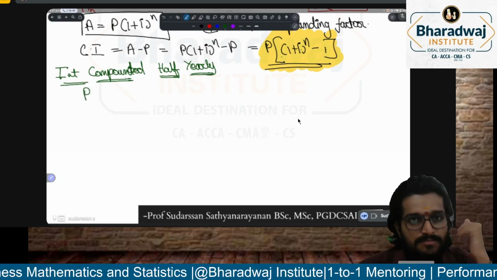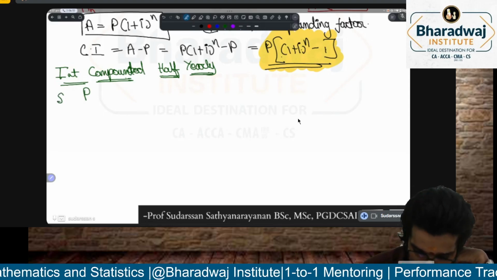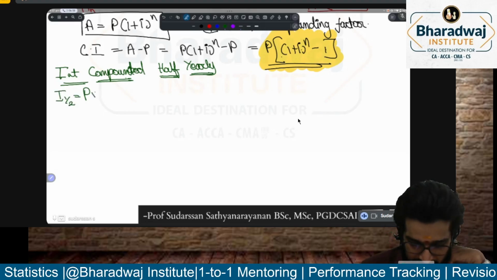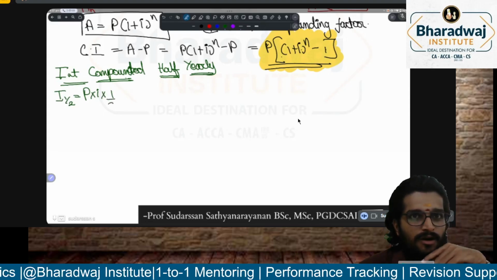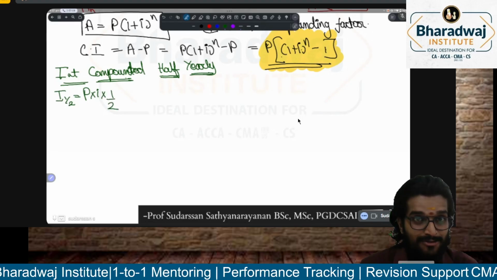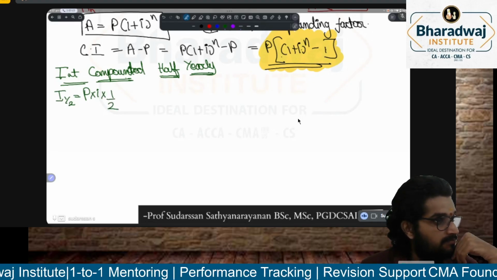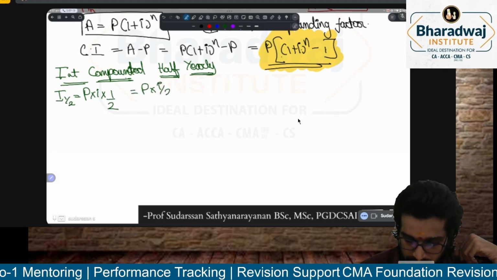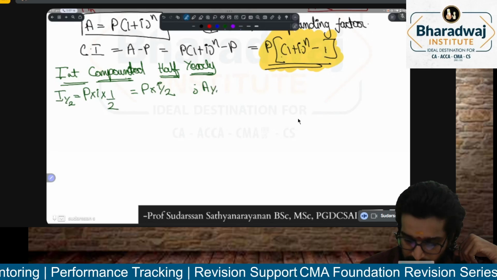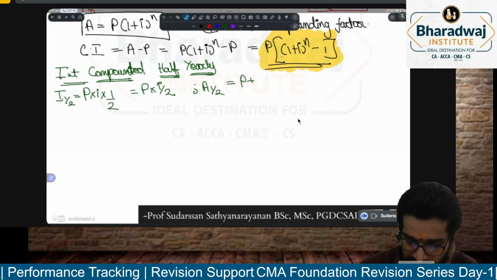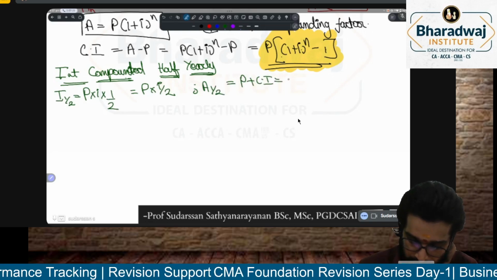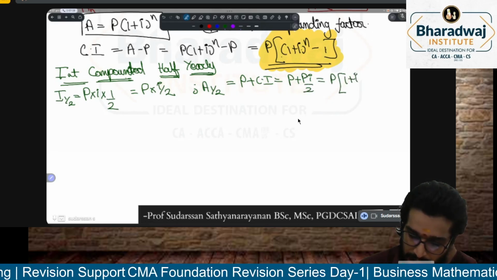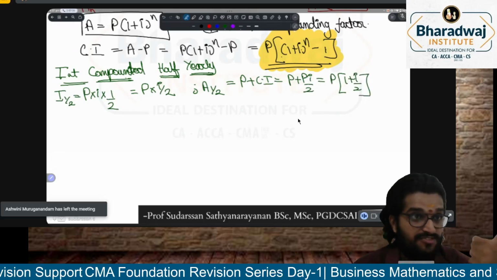So if P is the principal, what can be the interest for half a year? P times I into 6 by 12. I am calling it 1 by 2. Again, it's a ratio. So it will be P into I by 2. What can be the amount at the end of half year? Principal plus compound interest, which is P plus PI by 2, P into 1 plus I by 2, at the end of 6 months.